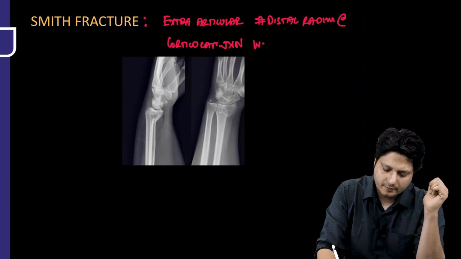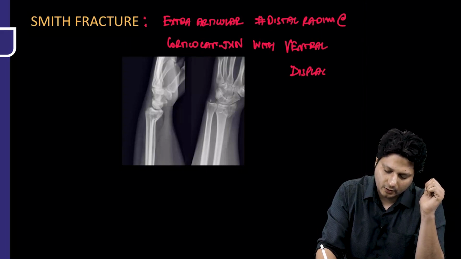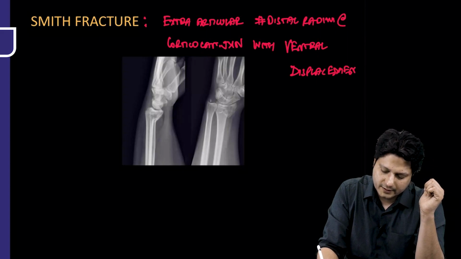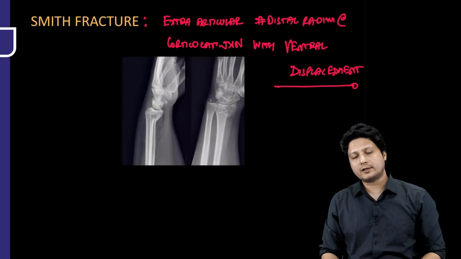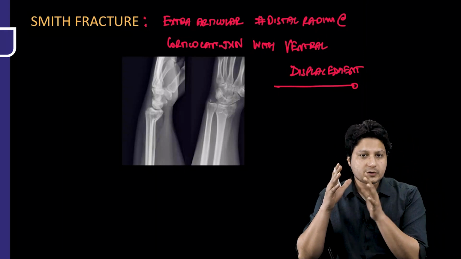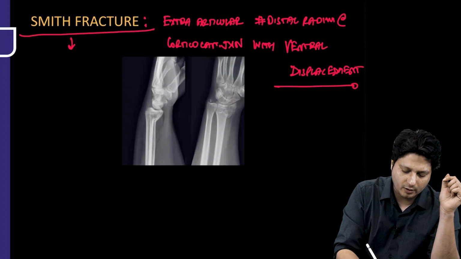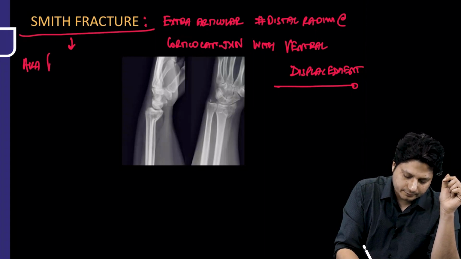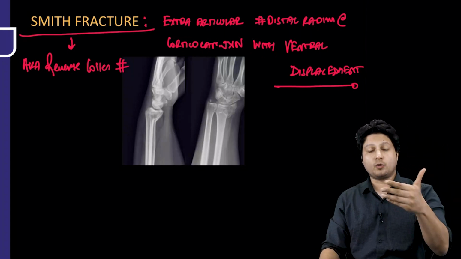So with ventral displacement, this is how Smith fractures are defined. Dorsal displacement was seen in case of Colles fracture. Ventral displacement is the component of a Smith fracture, and this is the reason why Smith fracture is also known by the name of reverse Colles fracture.